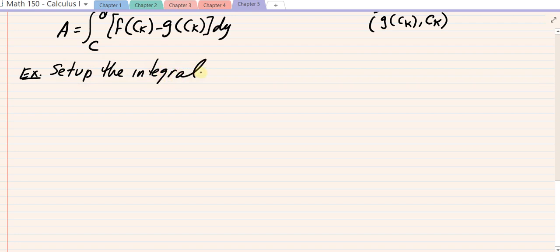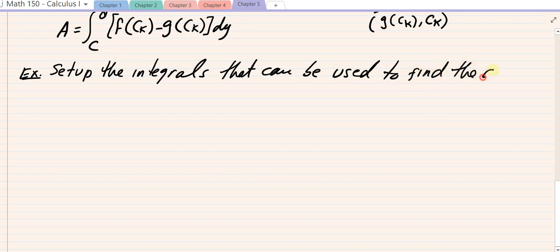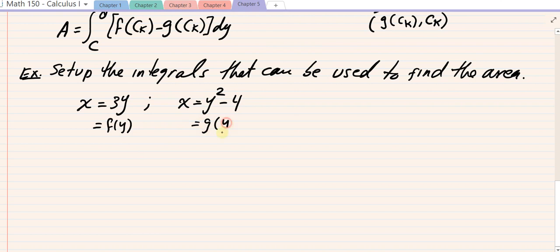Set up the integrals that can be used to find the area. Okay, that's what we want to do. That's the area between two curves. Let me try x equals 3y, and my other equation is x equals y squared minus 4. So notice here x is a function of y, and x is here another function of y, g of y.